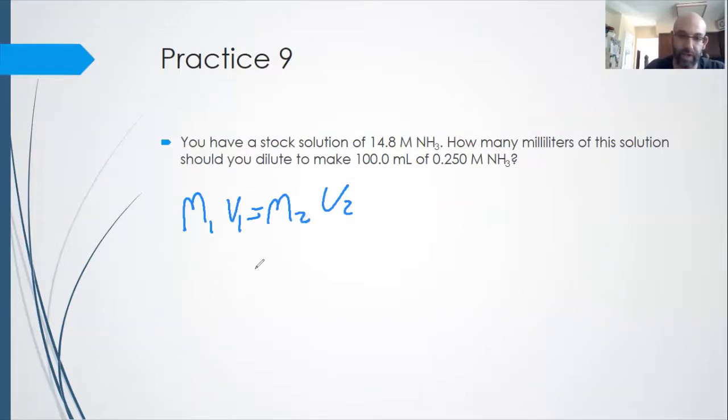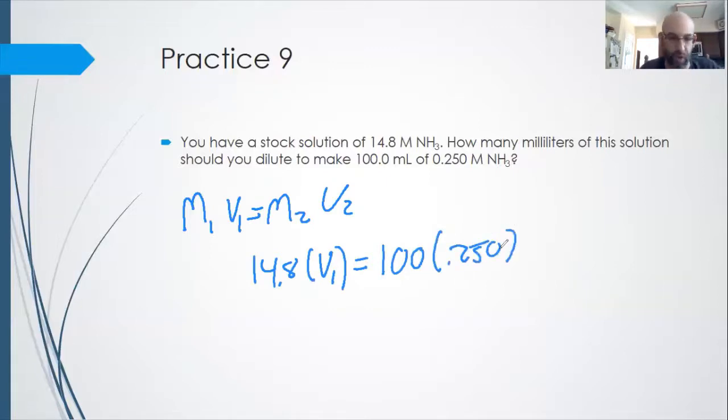So in this question, here's what we know. The initial concentration is 14.8, okay? We're trying to find out the volume. We don't know how much volume we need from it, right? And then we know our final solution has a volume of 100 mils and a concentration of 0.250, right? Solve for V1. So 100 times 0.25 divided by 14.8, right? And you get 1.69. And since we left this in mils, our answer is automatically in mils.